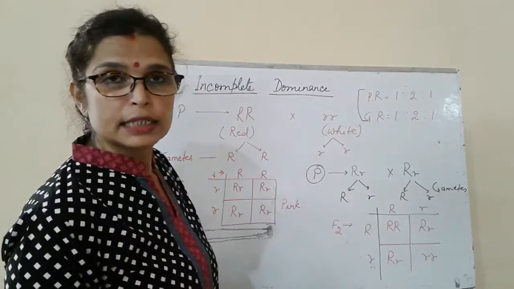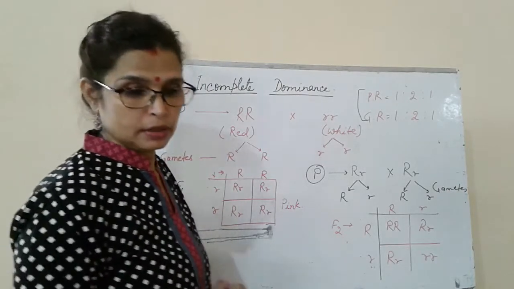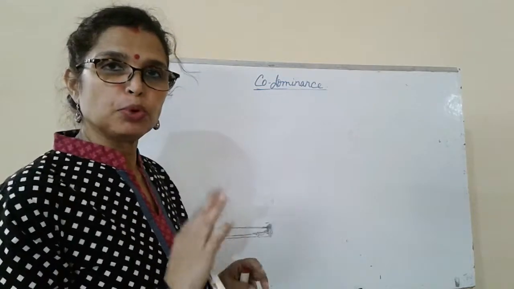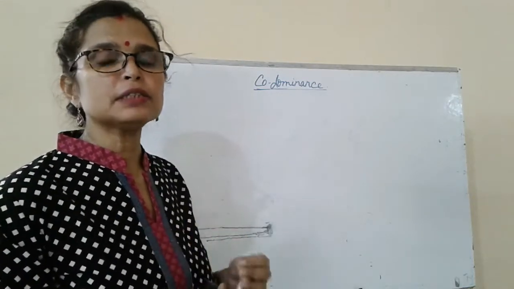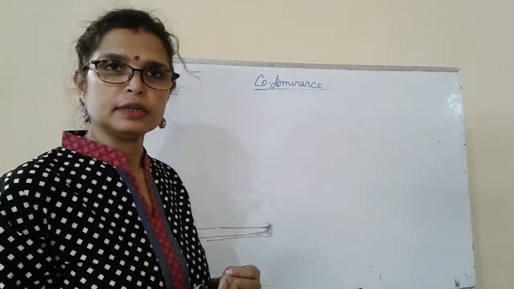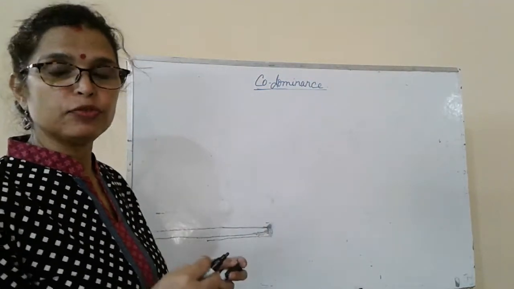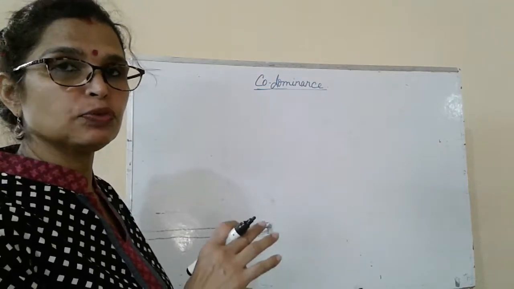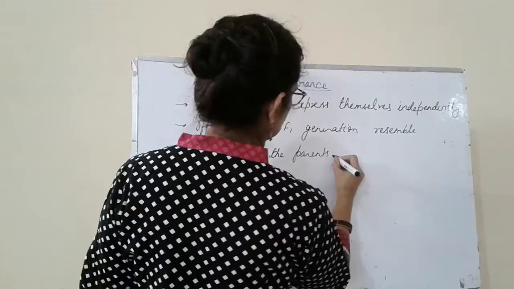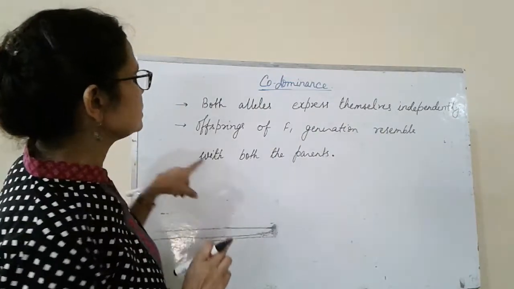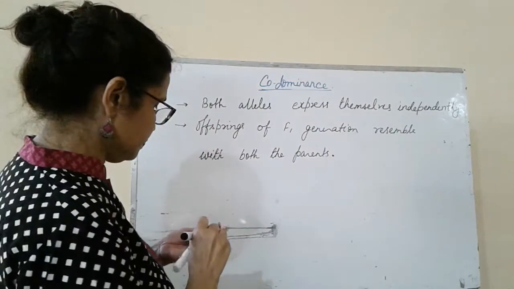Moving to the next exception, that is the codominance. Codominance is a phenomenon in which both the alleles express themselves independently. That means the offsprings of F1 generation resemble both the parents. ABO blood group of human is a good example of codominance.